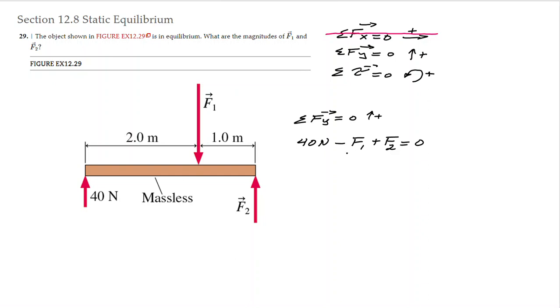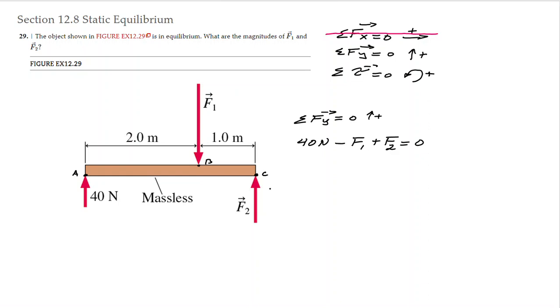Now we're going to apply the sum of the torque with respect to a point on this rigid bar. I will call point A this point over here, where the force of 40 newtons is acting. I will call this point B, the point where the force F1 is acting, or is just located. And I will call point C this point where the force F2 is applied.